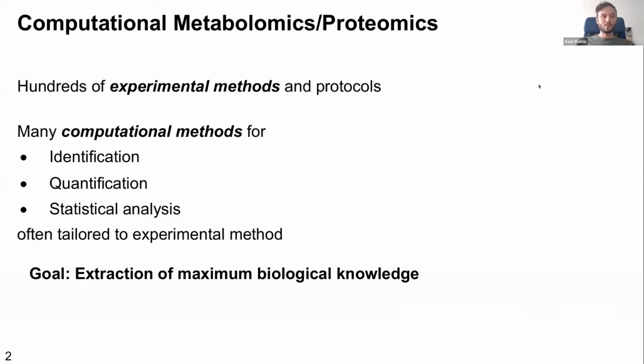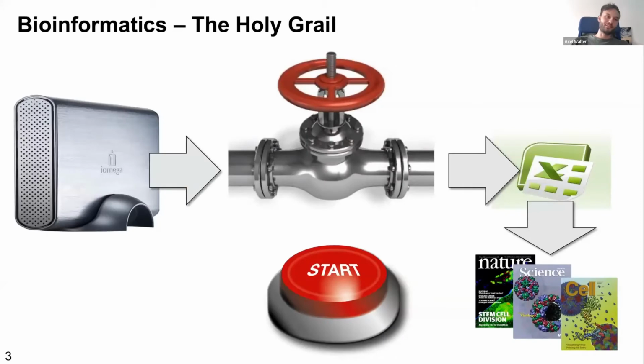When we talk about computational metabolomics and also proteomics, we have hundreds of experimental methods and protocols. Some of the major steps there are always the identification and quantification, as well as the statistical analysis at the end. And these methods are tailored to one specific experimental method, so you always have to adapt your workflows to the data you're processing. Of course, the goal is always the extraction of maximum biological knowledge, and this is kind of the holy grail for bioinformatics.